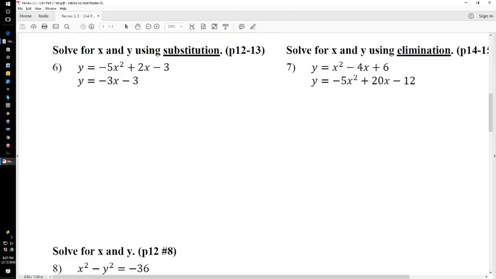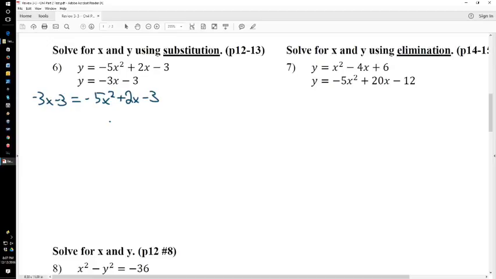But in this case, we know that y equals negative 3x minus 3. So we're going to take what y equals and plug it in for y. So we'll start off right here, just write out our equation. We've got negative 3x minus 3 equals negative 5x squared plus 2x minus 3.